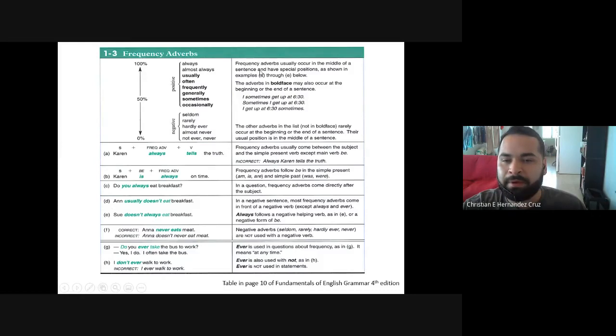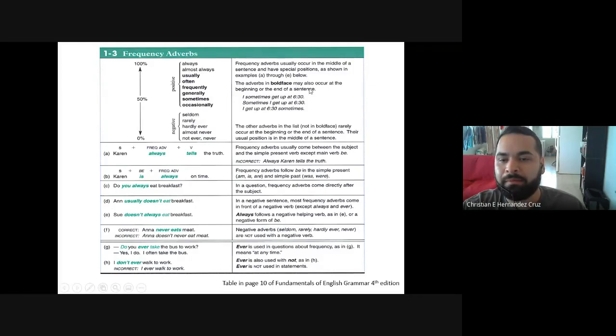There are some rules about where you put frequency adverbs. They usually happen in the middle of a sentence. And sometimes they have special positions, as is seen in examples A through E. So de aquí a acá, you can see the position of the frequency adverbs. And if you look over here and here, these are written fine, like normally, but these over here are written in bold. Hopefully you guys can see my mouse pointer. These are written in bold.